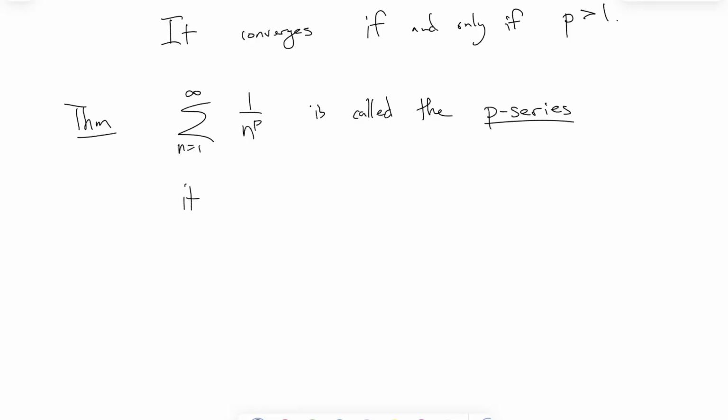The important thing to remember is it converges if p is greater than 1, and it diverges if p is less than or equal to 1. That's the story about the p series. So 1 over n to the 1 diverges, but 1 over n squared or cubed or to the 4th all converge. This is the theorem about the p series. Any thoughts about that?